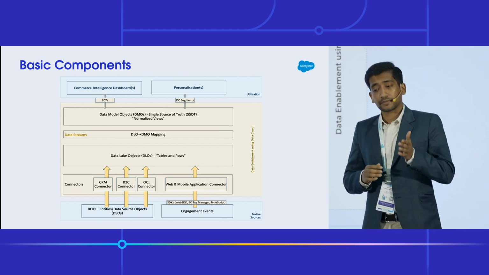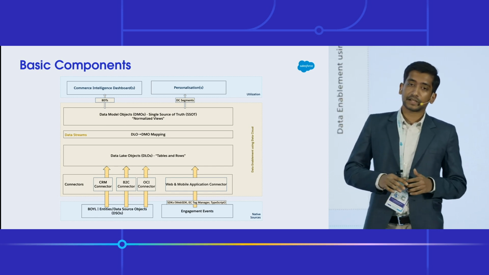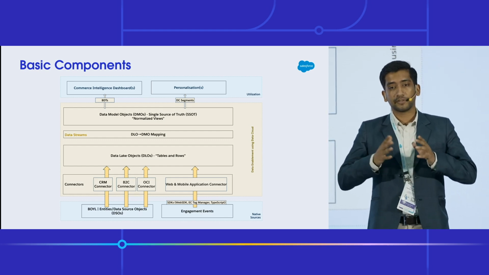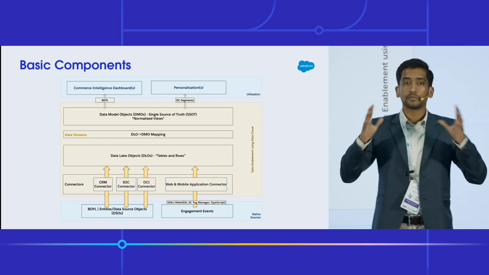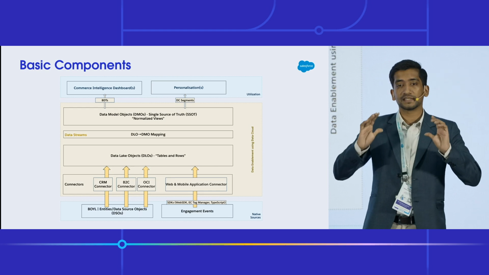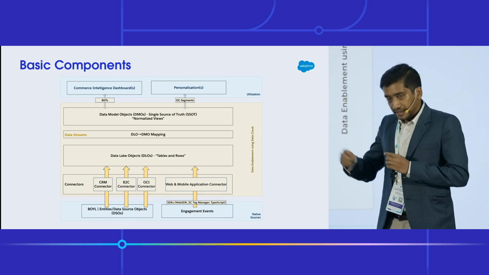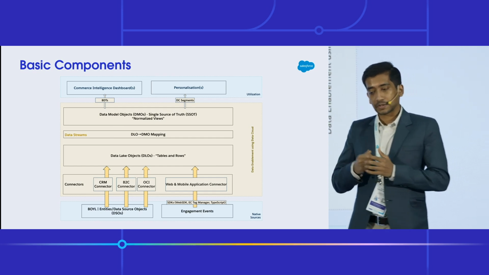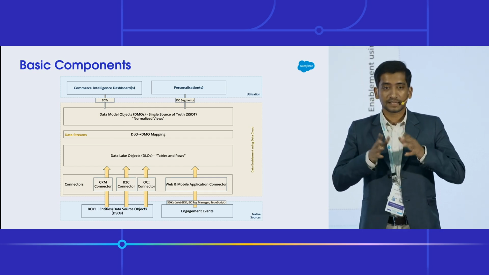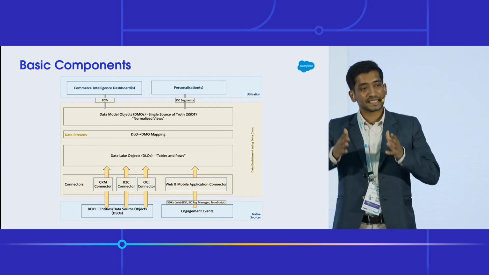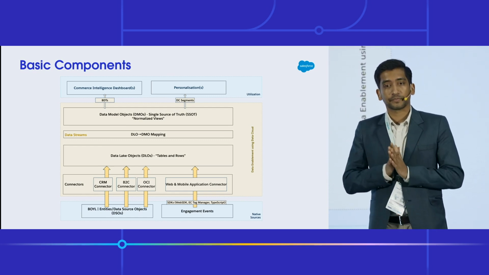Now, the connectors that we support today are CRM connector, B2C connector, OCI connector, along with the mobile and the web app connector, so that the data that is needed for your business to succeed is now available within Data Cloud. Within the automation, what is also carried out is, with the help of bundles, streams are deployed, which basically converts these data lake objects into DMOs.